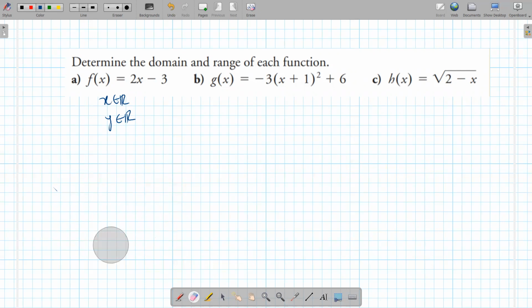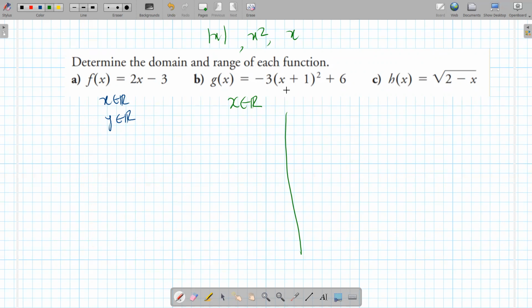Okay. Let's look at B. Now what's going on in B? What kind of function is that? Quadratic. Quadratic function, right? There are two ways to graph this. You need to see where the vertex is to state the domain and the range. Well, the domain for a quadratic is the same as linear, always x ∈ R. The domain for the absolute value function, for quadratic, for linear is always x ∈ R.